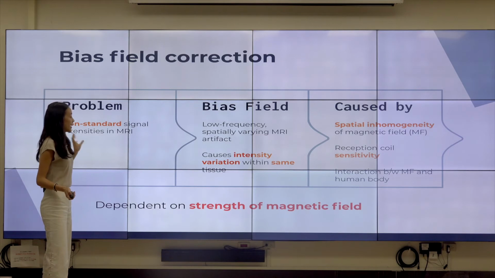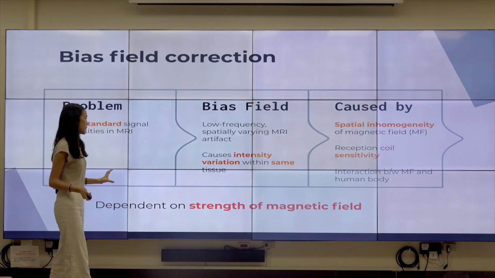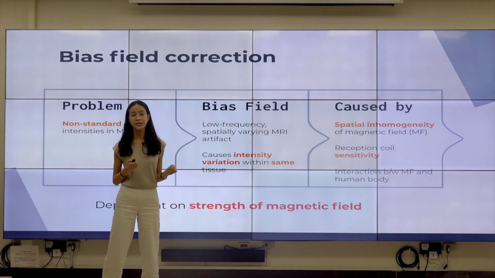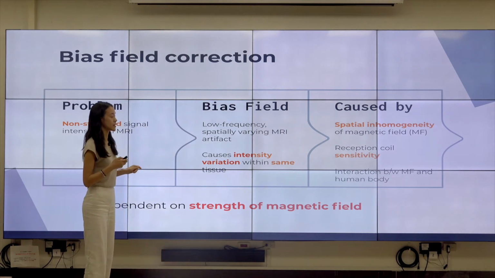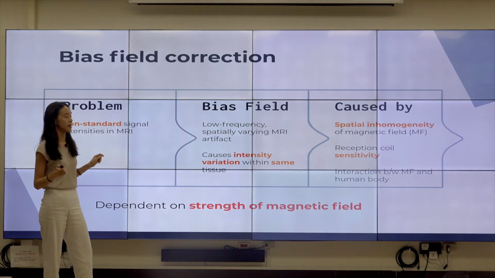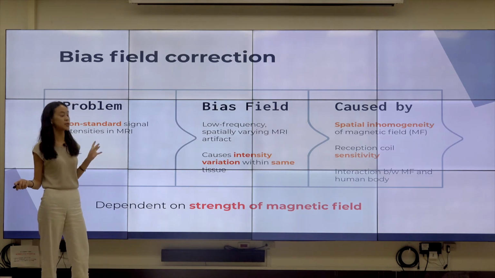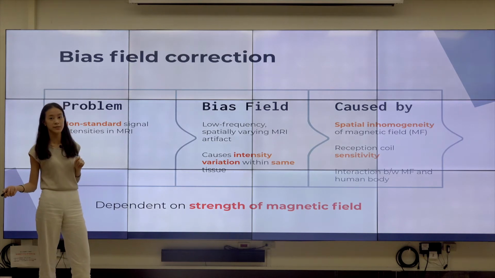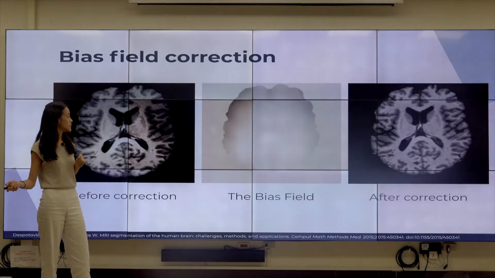And so bias field is very much dependent on the strength of the magnetic field. So a 0.5T MRI scan may not have as much of an effect as a 1T, for example. So the stronger it is, the more effect you would see, or the more bias field that you will see in the images.